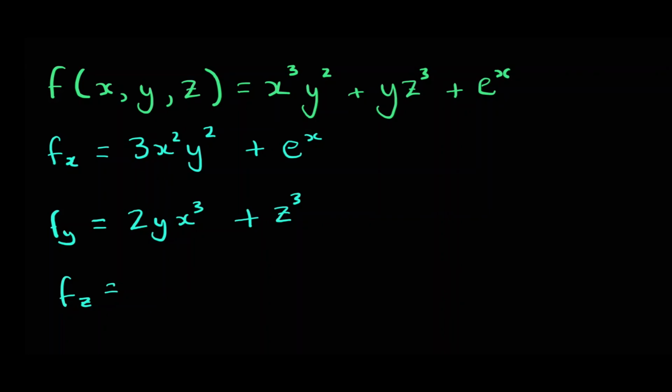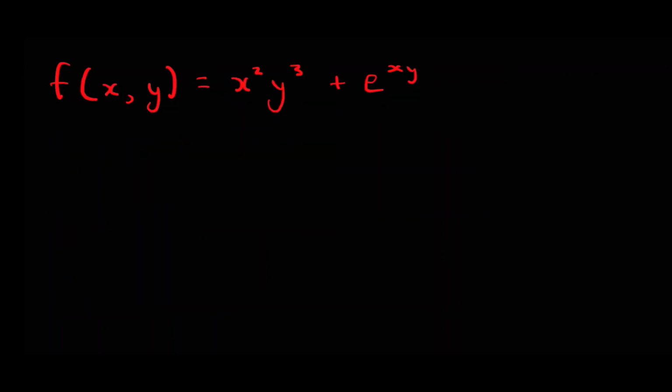And f subscript z is going to follow exactly the same process. So x cubed y squared is just going to differentiate to 0, because it doesn't have a z in it. For yz cubed, the z cubed is going to become 3z squared, and then we can just write in the y, because it's a constant once again. And the e to the power of x just becomes 0, because it doesn't have a z in it either. So those are our 3 partial derivatives.